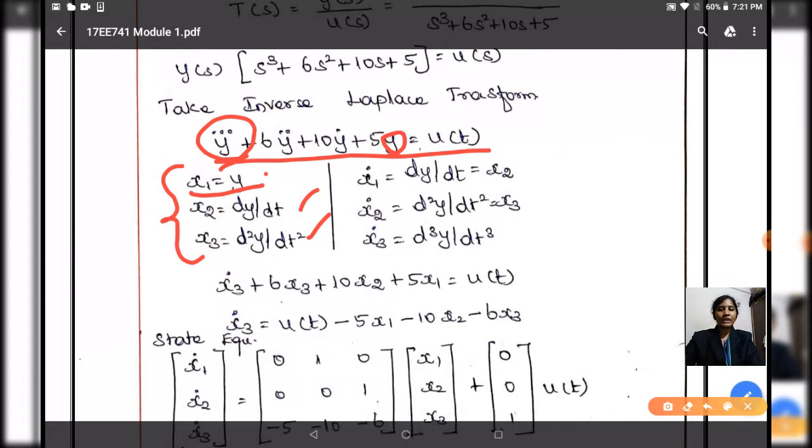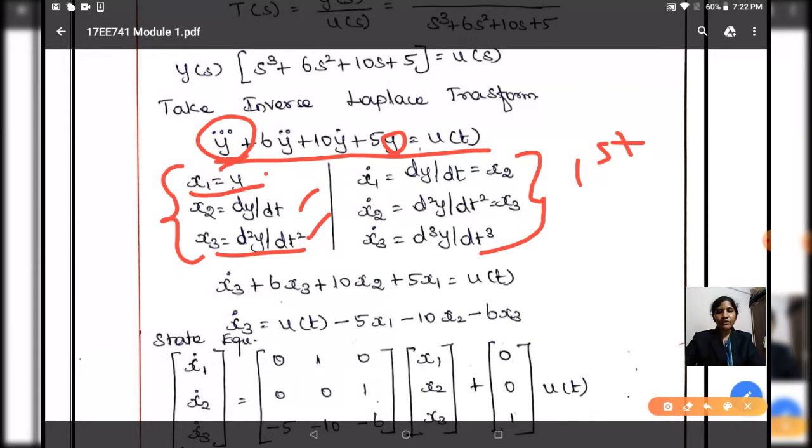X cube will be d square y by dt square. So this is how you need to consider your state variable. Once the state variables are written, you have to write the state variable in first order differential equation. Why? Because always the state variables are represented using first order differential equation. Okay. Now from this, x1 dot is known, x2 dot is also known.